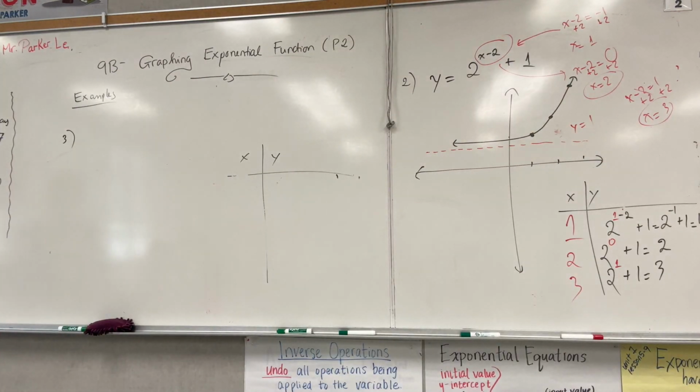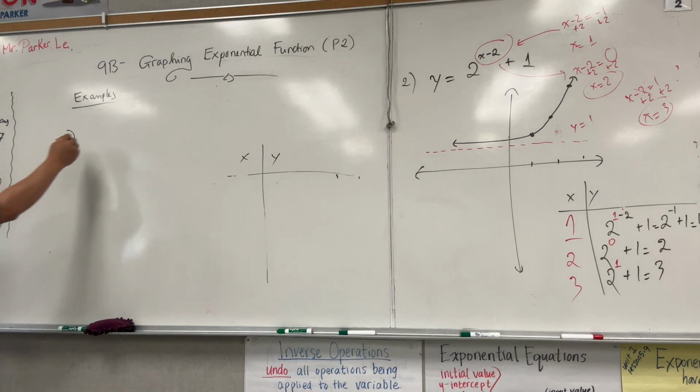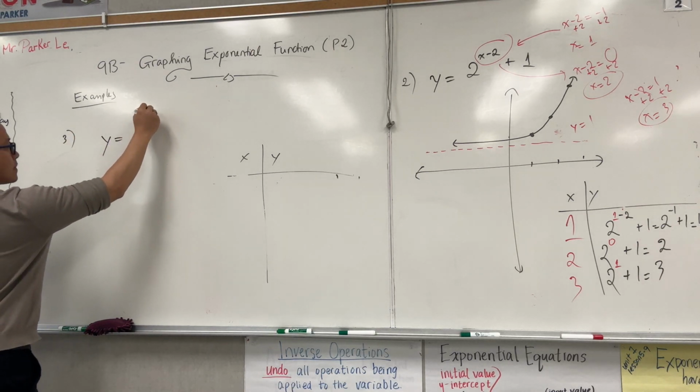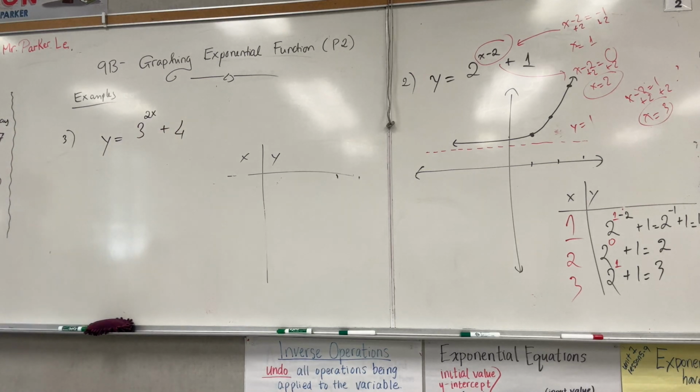Example 3. Everyone get the middle whiteboard too. We're going to do the middle whiteboard later. There are 6 examples. Maybe I'm going to do the first 3, and you're going to do the last 3. All right.